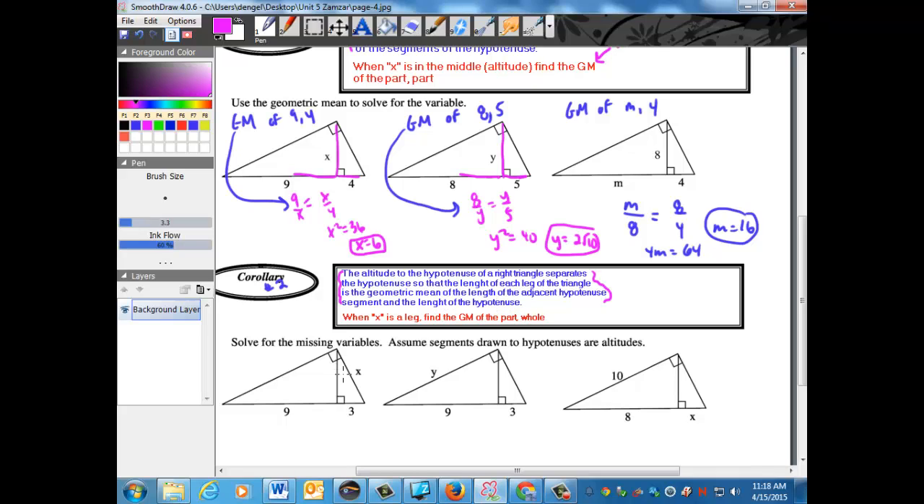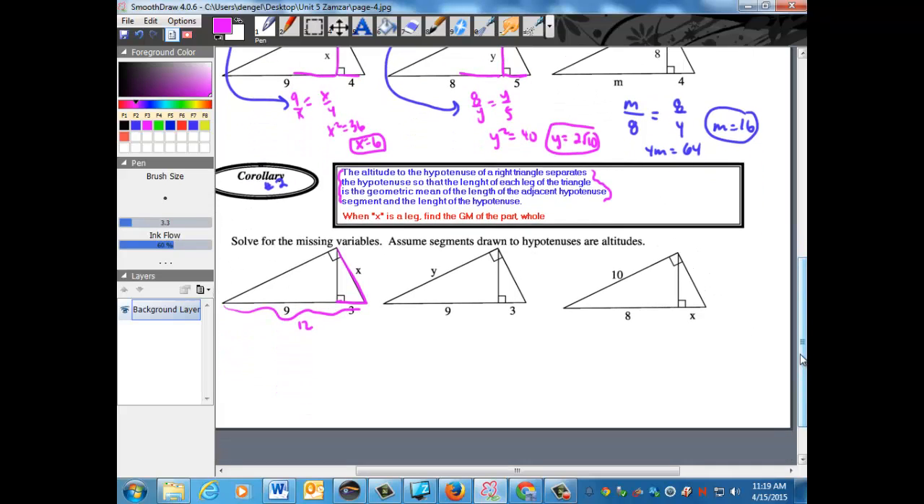So as we look at this problem, we see that x is no longer the altitude, it's in the middle. x is now a leg of the big right triangle. So as a result, if you highlight x as a leg, you see that it's going to touch the part of 3. However, now we need to take the GM of the part and the whole. We do not take the GM of 3 and 9. Rather, we're going to take the GM of 3 and 12, because the whole length is going to be 9 plus 3, which would be 12.